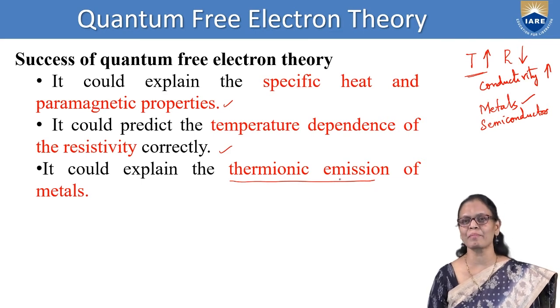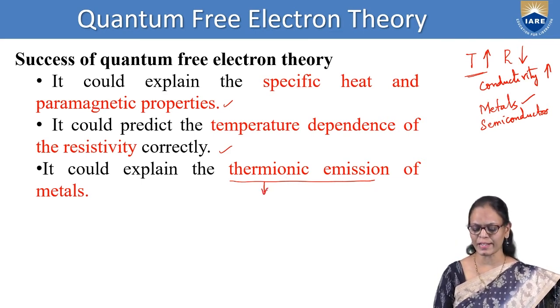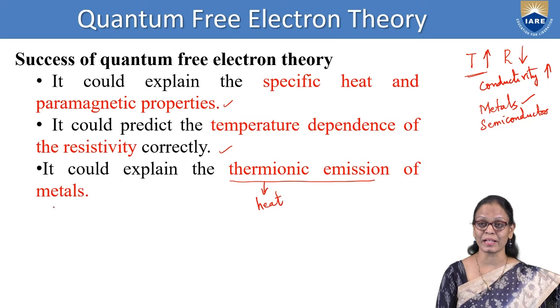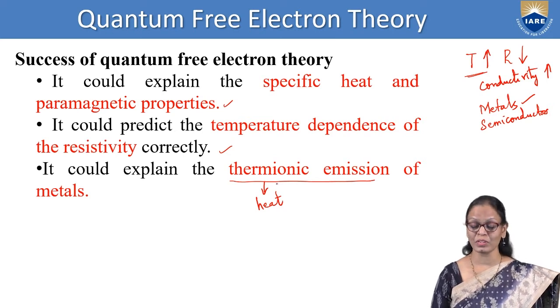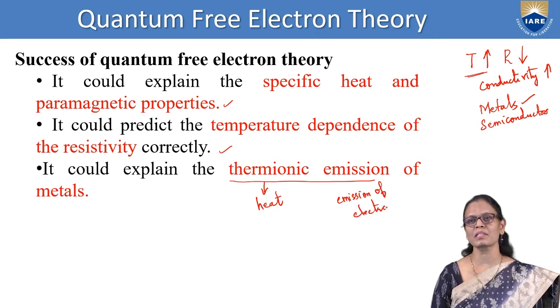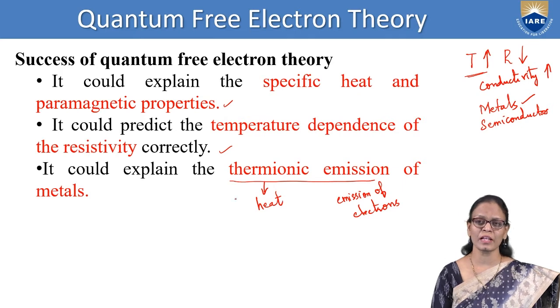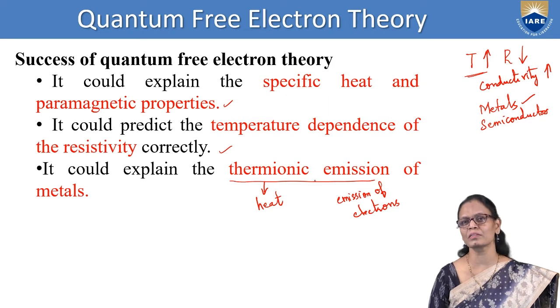What is thermionic emission? Thermionic again is related to heat. Whenever we say thermal, it is related to heat. So when you take a metal and heat it, there is thermionic emission. Thermionic emission is nothing but the emission of electrons. As such, the electrons are bound, they cannot be emitted. But when you supply heat, which it can withstand, then there will be emission. That we call thermal emission or thermionic emission in metals.